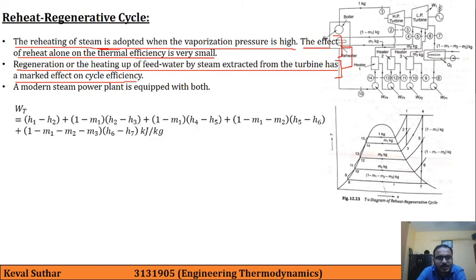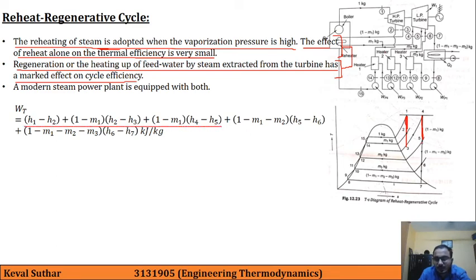So we have already discussed this. And now about the work output. So here first, with 1 kg we are having the enthalpy difference of H1 to H2. Then with 1 minus m1 kg we are having the enthalpy difference of H2 to H3. Then we are having again the enthalpy difference of H4 minus H5 with 1 minus m1 kg after reheating. So we have discussed up to this.